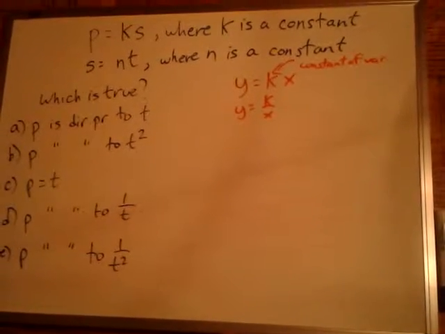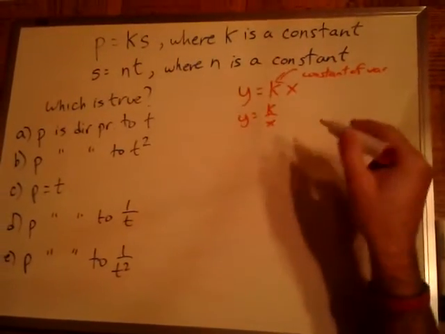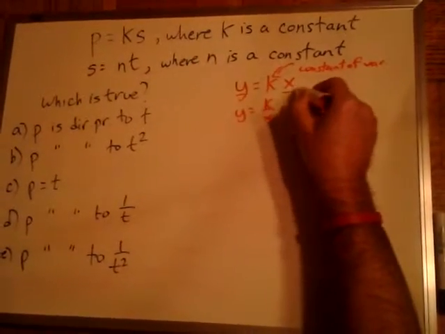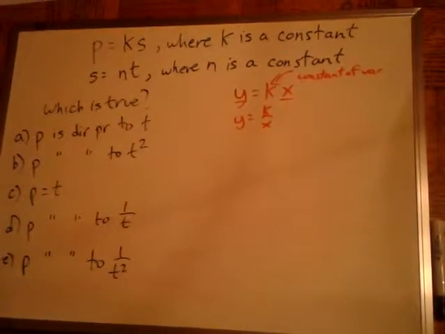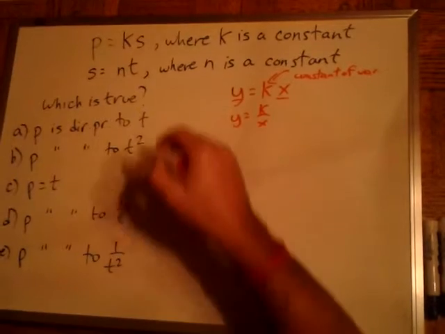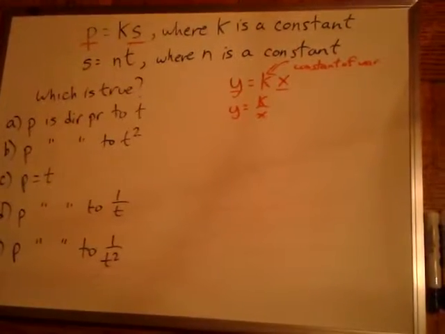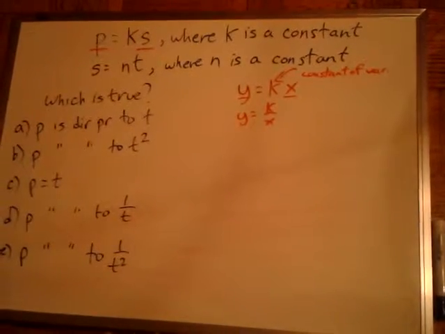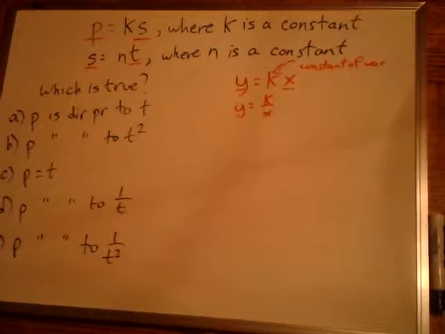If you just have to be able to recognize, it doesn't matter what's P, S, T, doesn't really matter. It's just that two things are directly proportional when one of them is multiplied by a constant of variation. So really, in essence, what this means is that P is directly proportional to S. That's all that means in English, essentially. Here, it just means S is directly proportional to T.